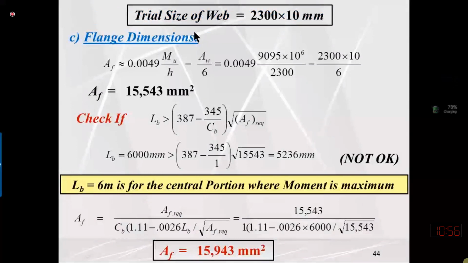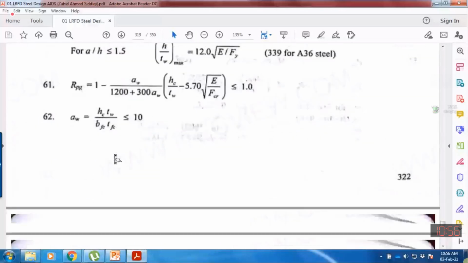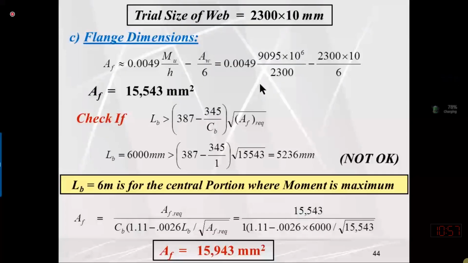So next is we will decide the flange dimension. So for the flange dimension also we are given the formula. Let's see where the formula is given. Yes, this one. So we are using this formula. So in this formula, mu is in Newton and millimeter. We are substituting the value 90, 195 divided by 2300 is the height of the web minus area of the web that we have just computed, height of the web into thickness of the web divided by 6. So area of the flange is coming 1543.